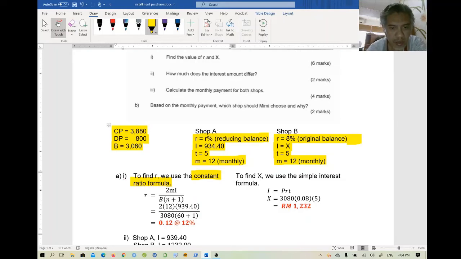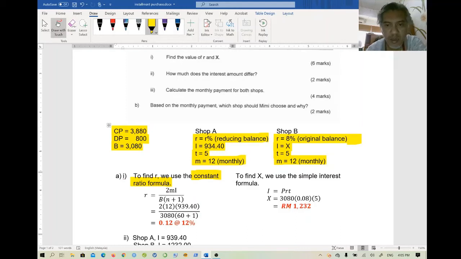Okay, so having all this information, you know all the values for m, I, B and n, so you substitute them into the formula. So substitute 2, then m equal to 12, I equal to 934.40, and then B 3080, n equal to 60 plus 1. Evaluating this formula, you get the interest rate to be 0.12, or simply equal to 12%. That means the interest rate charged by shop A is 12%. Okay, so that is the first one.